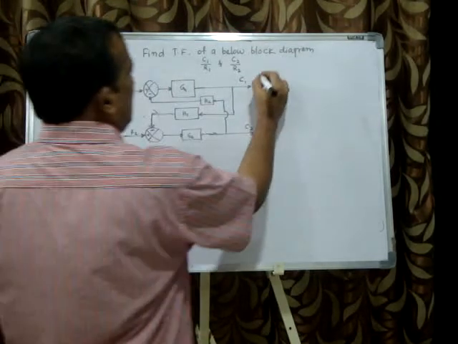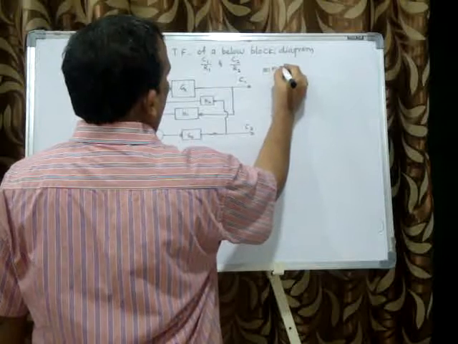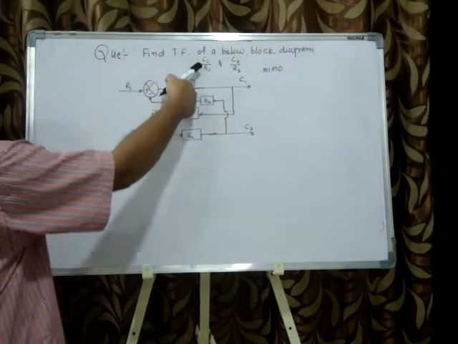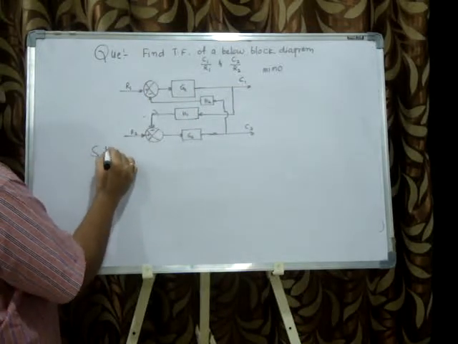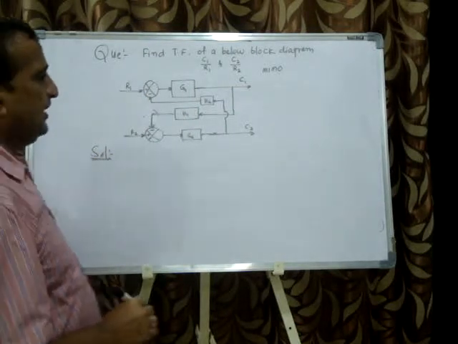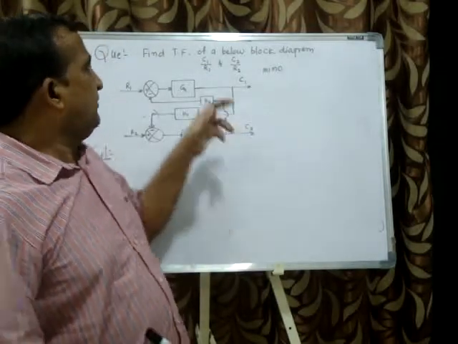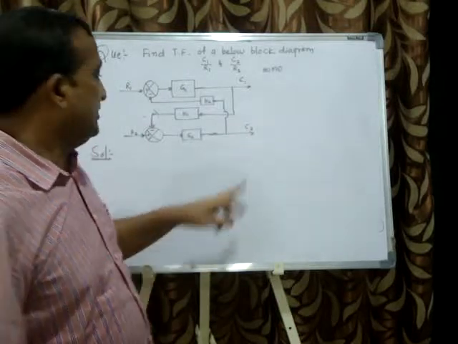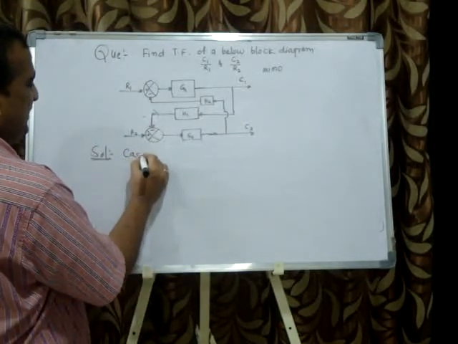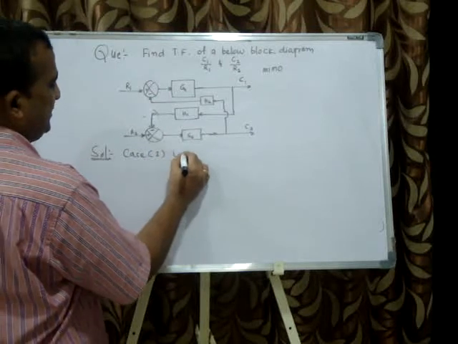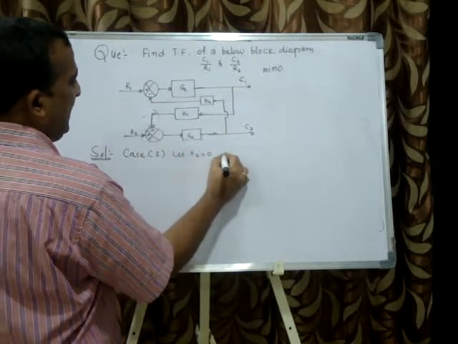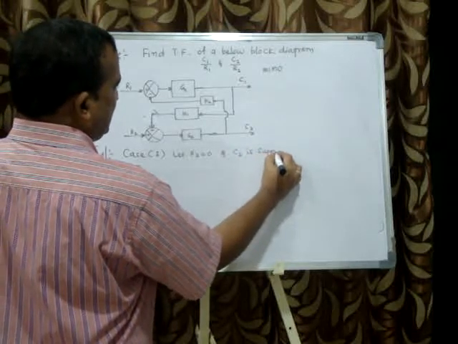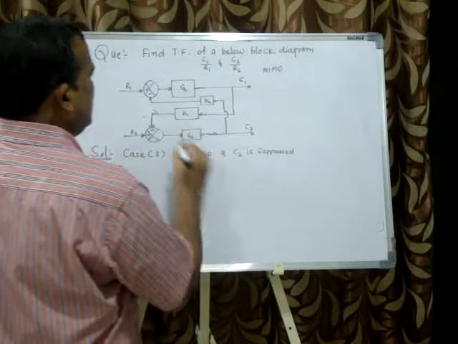So here it is a multiple input and multiple output, MIMO, system. The first is to find the transfer function C1 by R1. I will solve by the superposition theorem once again. First I will consider C1 by R1, which means R2 is 0 and C2 is suppressed. That is case 1. Let R2 equal to 0 and C2 is suppressed, meaning I am not measuring the output. So I will redraw the figure.